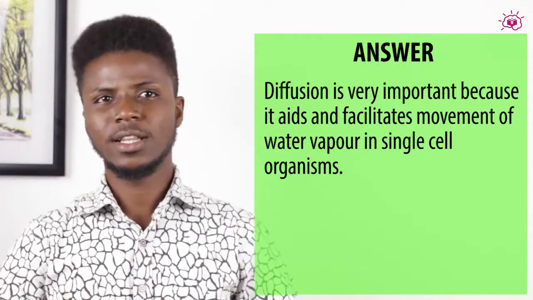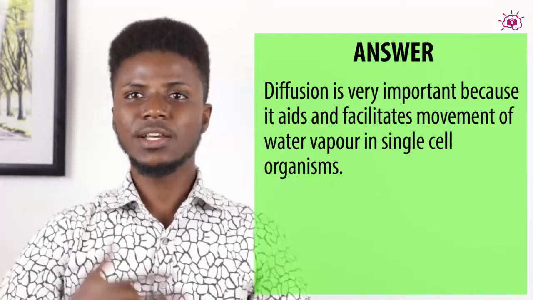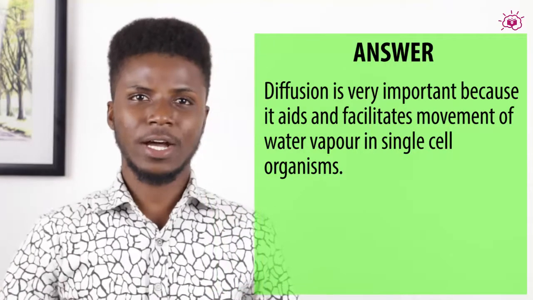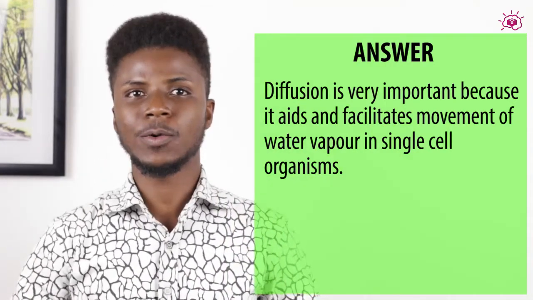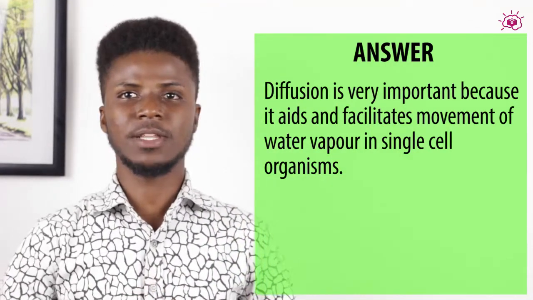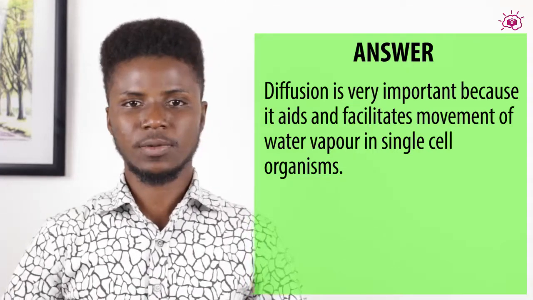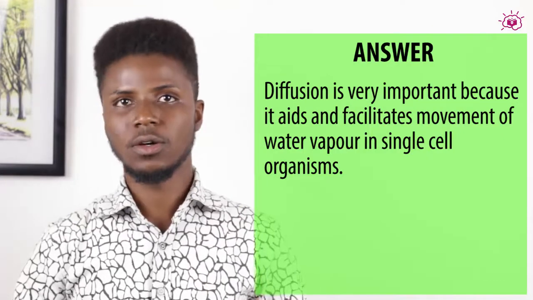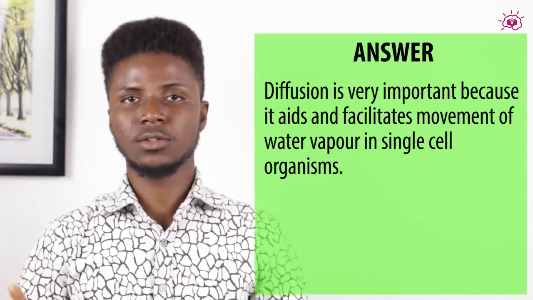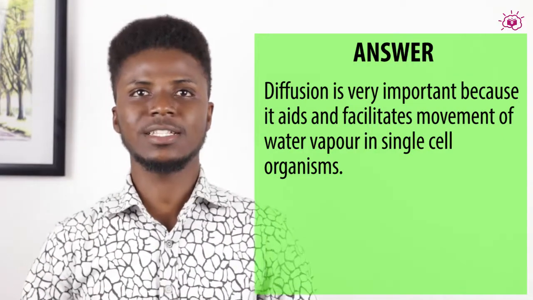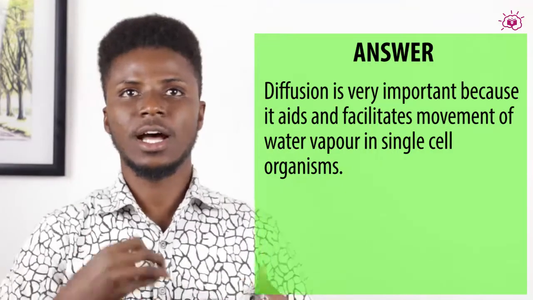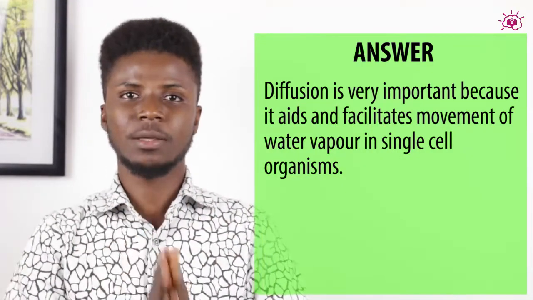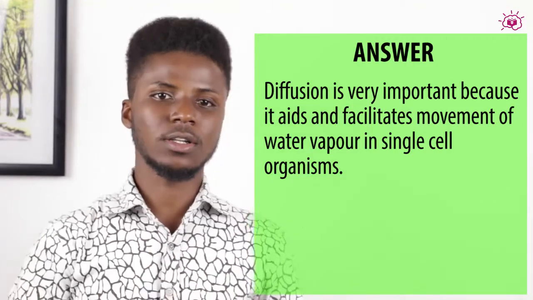Even leaves can easily give out water vapor through diffusion. Even our skins, water can easily be diffused out of our skins when we sweat. In photosynthesis and respiration, air can easily get into the cells. For a single cell, air can easily diffuse into the cell, and carbon dioxide can easily be diffused out. So diffusion is very important to living organisms.